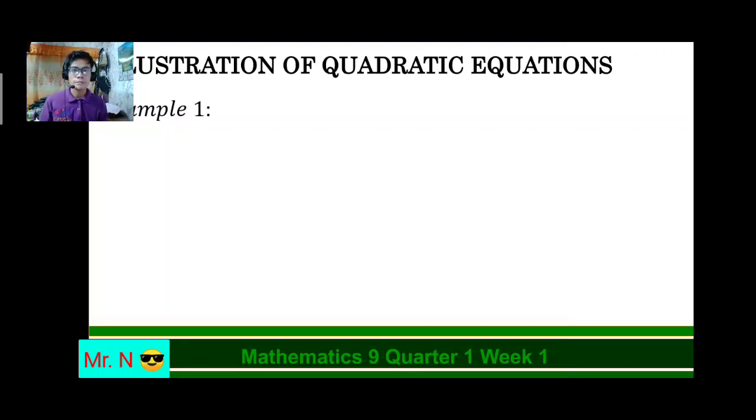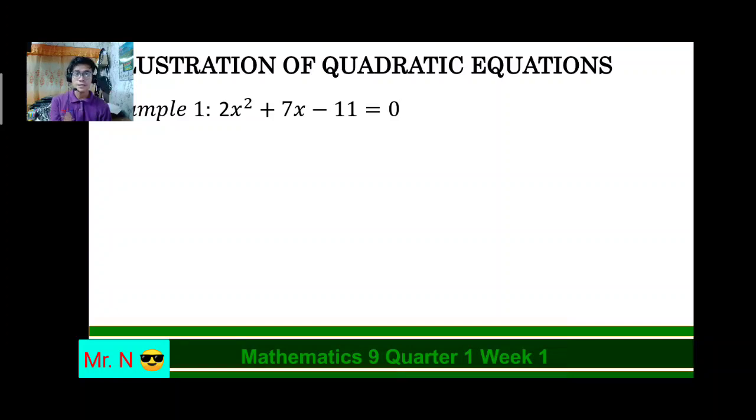Now let's have the first example. 2x squared plus 7x minus 11 is equal to 0. This time, we're going to rewrite equations, quadratic equations to be specific, in standard form. So let's check if this given equation, quadratic equation, is already written in standard form. So, kailangan ang standard form ay nakasulat mula sa quadratic term followed by linear term and constant term.